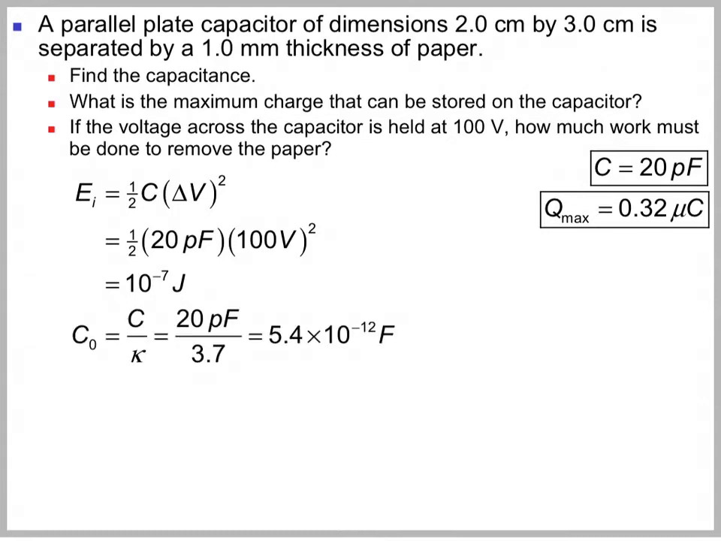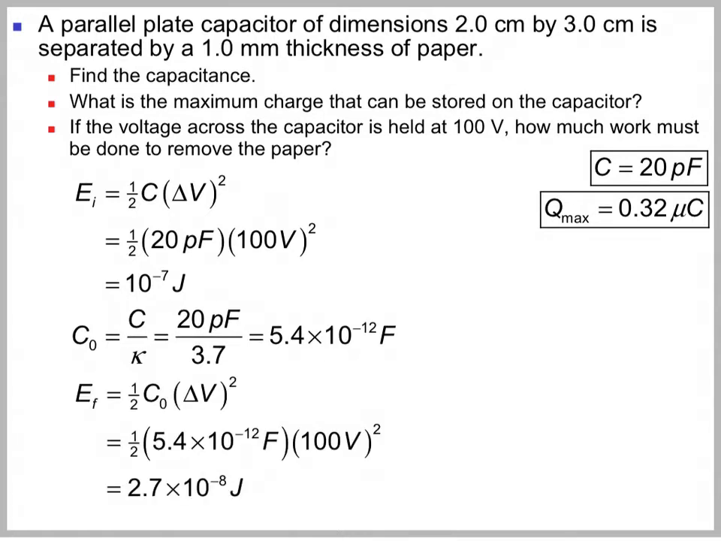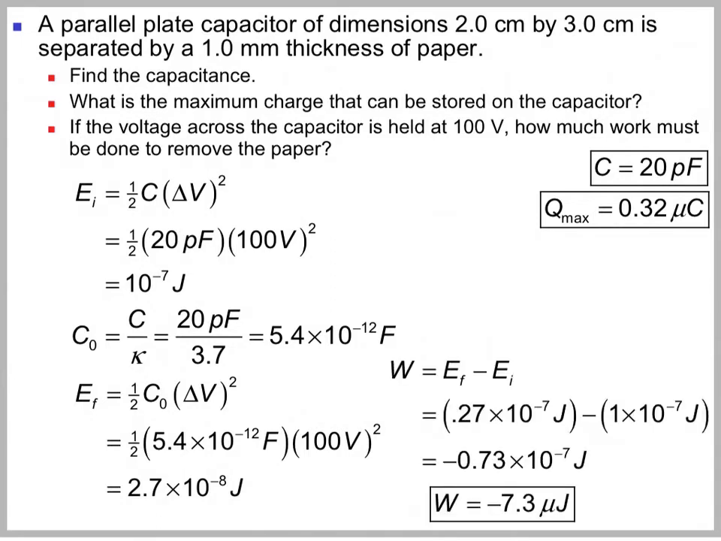Now, when the paper is removed, the capacitance is just going backwards. 20 picofarads divided by that 3.7, so that's 5.4 picofarads. The energy stored in the final configuration is 1/2 that capacitance times V squared. We plug that in, we get 2.7 times 10 to the minus 8 joules.